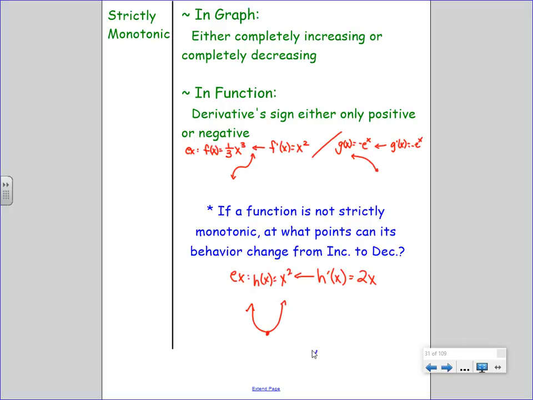At the vertex. But we're not just dealing with parabolas, so we can't just keep the word vertex. That's not going to be helpful. We're dealing with cubics and quartics and ln's and e's and fractional stuff and trig. So, critical numbers. Why? What's going on at the vertex? What's going on at any relative minimum or relative maximum?